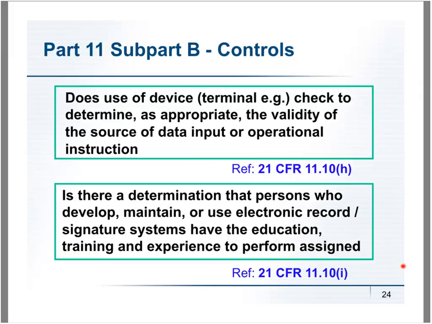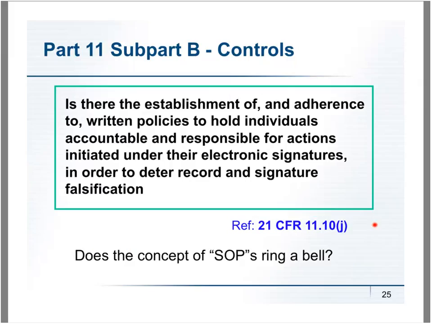And, again, the controls never seem to end, including making sure that you have the right people validating and working on your system. So you have to check, as appropriate, the validity of the source data, of data input, and determine that the persons who developed and maintained the record have the education, training, and experience. It's just like the PI, who must be educated and licensed, of course, and have the training and experience to perform the PI duties. Same thing here. They want to be sure that the people who use electronic data know what they are doing. The regs even tell you to have written policies.